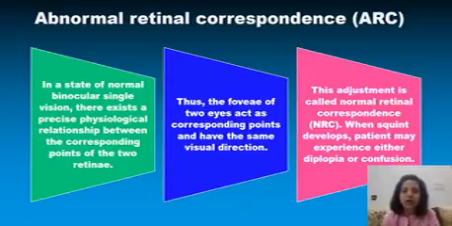Now, what is an abnormal retinal correspondence? In a state of normal binocular single vision, there will always exist a precise physiological relationship between the two corresponding points of the retina. The fovea of the two eyes have corresponding points with the normal visual axis. This adjustment is the normal retinal correspondence. When squint develops, the patient will have confusion or diplopia.